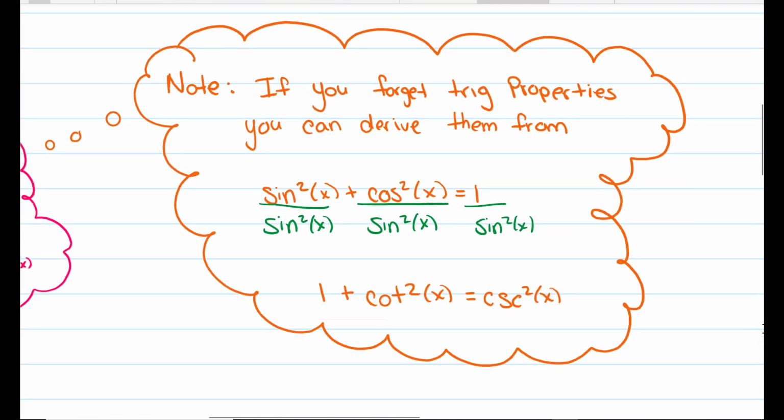Also, if you forget any trig properties, you can always derive them from sine squared plus cosine squared equals 1. You see right here, I can just divide everything by sine squared, and I get the one with cotangent and cosecant in it. If I were to divide by cosine squared, I could get the one with secant and tangent in it.